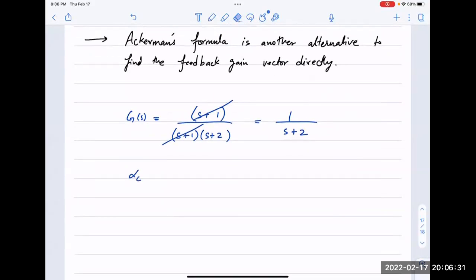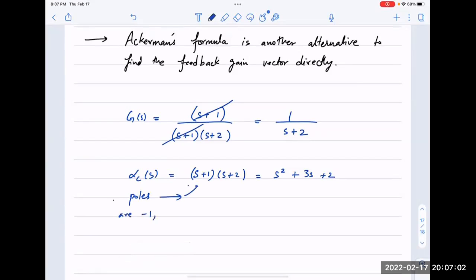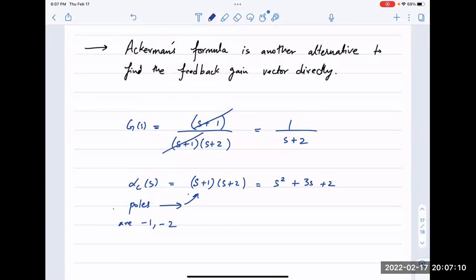the characteristic polynomial alpha_c(s) is still (s+1)(s+2), which is s squared plus 3s plus 2. And this is coming from the poles of the system, right? So poles are -1 and -2. From there we obtain this characteristic polynomial. Now, the characteristic polynomial is always complete.